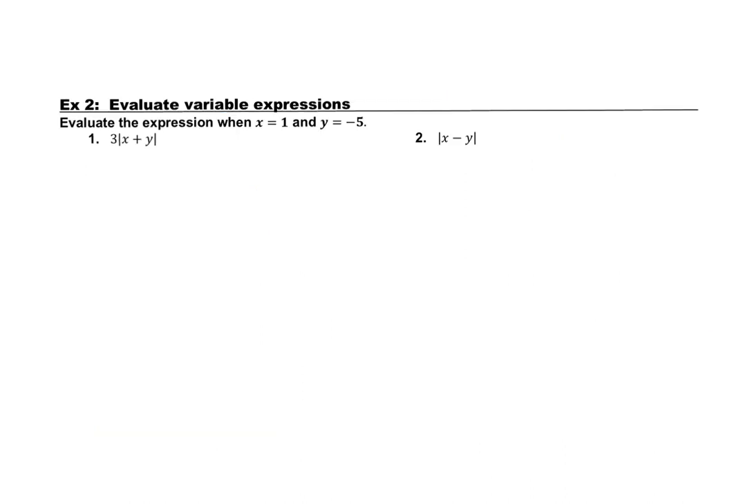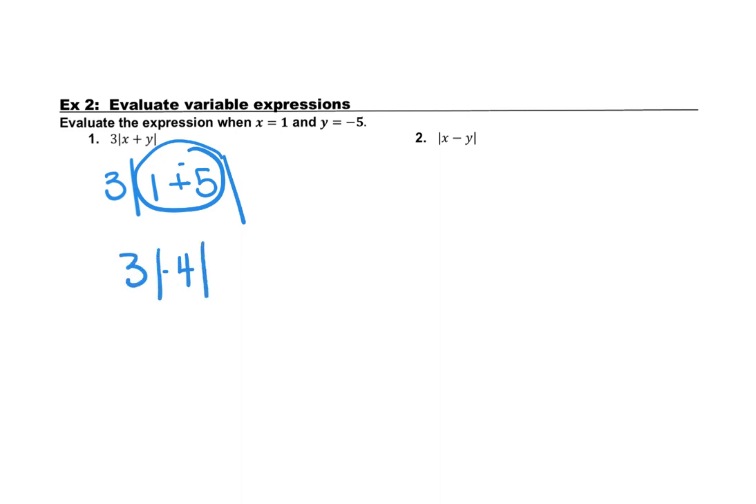All right, it says evaluate the expression when x is equal to 1 and y is equal to negative 5. So we have 3, and we're going to plug in 1. And then we have minus 5, and you could either do this or this. It doesn't matter which one. All right, so we need to start in here, in the absolute values. So we have to simplify in there. 1 plus negative 5 is negative 4, absolute value, and then we're going to take 3. And then we have 3 times the absolute value of negative 4, which is 4. And so now we're done. We just have to take 3 times 4, which is going to give us 12.